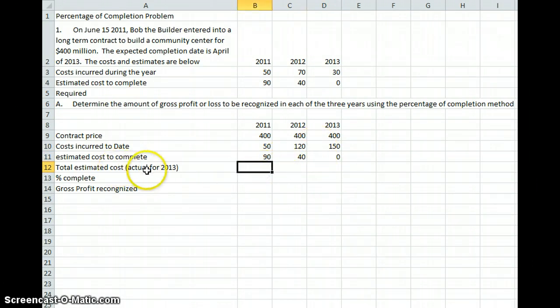Next, we have total estimated cost, or in 2013, this will be our actual cost. So we're going to add our costs incurred to date plus what we think it will cost us to finish to get our total estimated cost. So we're going to say 50 plus 90. Oh, I think I have a little minus sign in there. 50 plus 90 is going to give us 140.